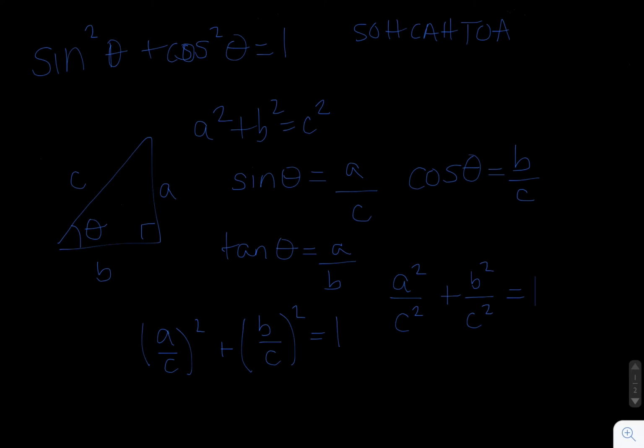Since we have a common denominator, we can combine the numerators. So that would be A squared plus B squared over C squared equals 1. And what is A squared plus B squared? Well, we know A squared plus B squared is C squared. So that would just give us C squared over C squared. And is that 1? Yes, it sure is. So we have just proved that sine squared theta plus cosine squared theta equals 1.